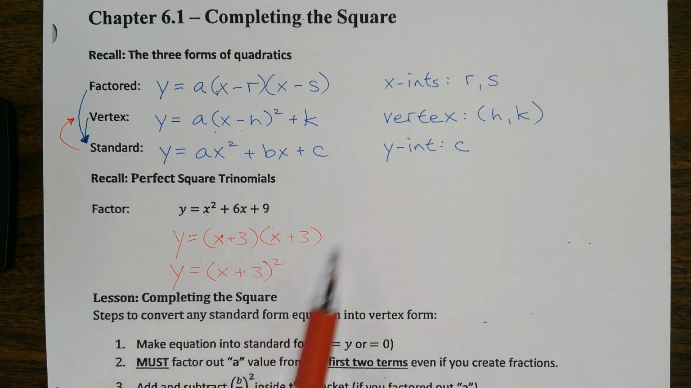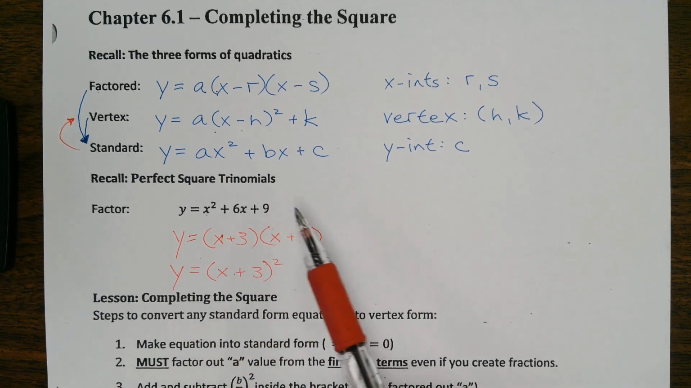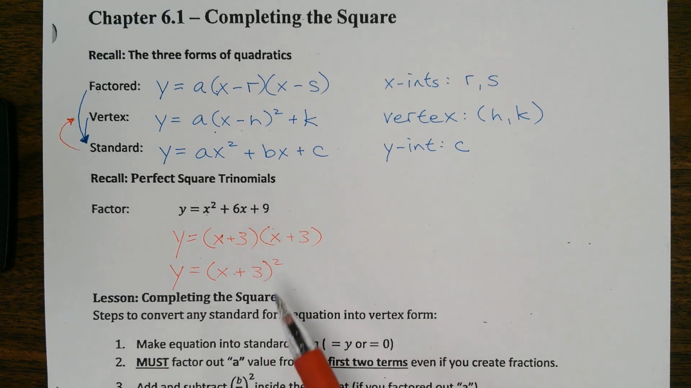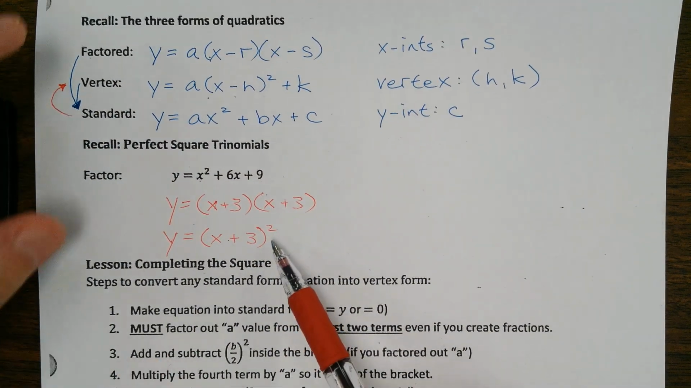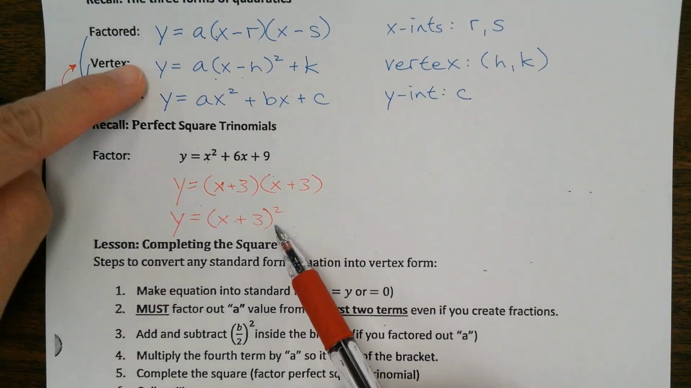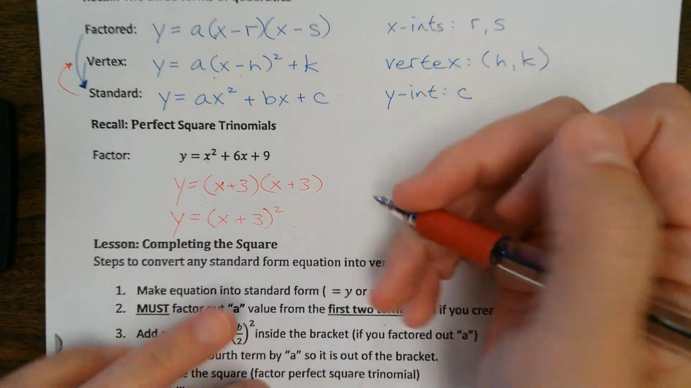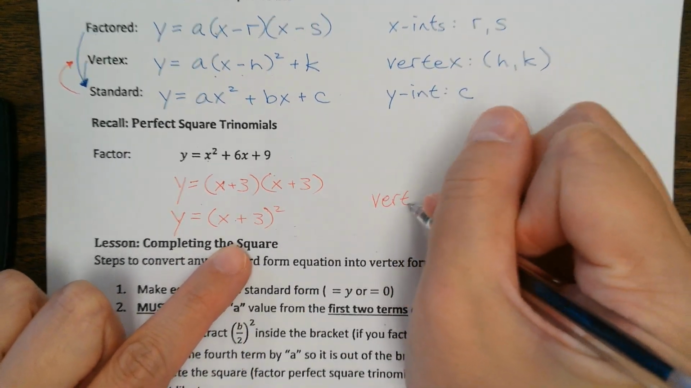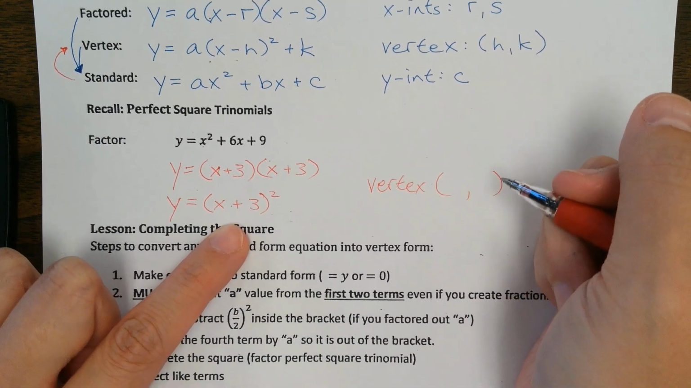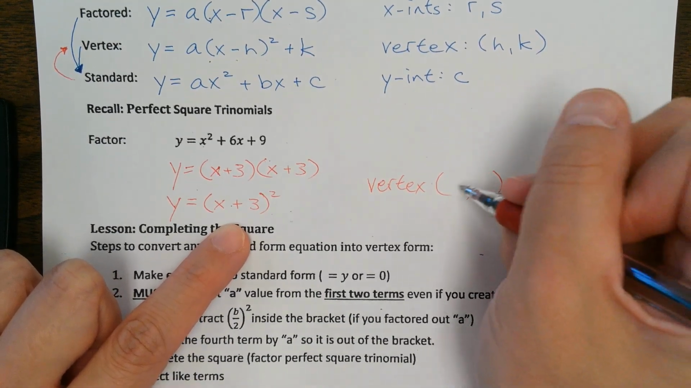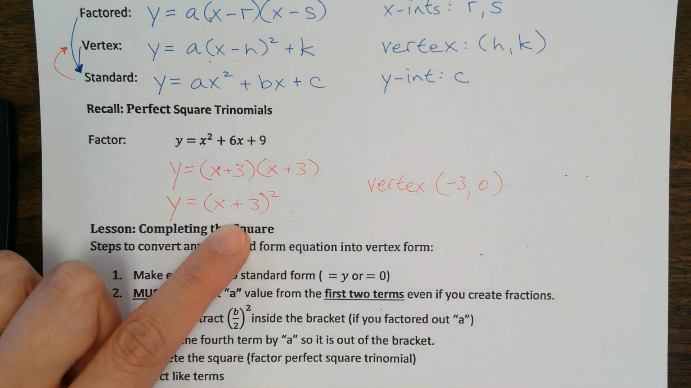So the method of completing the square is basically forcing your equation to have a perfect square like this. That's what we're trying to do. And notice this is actually like factored form and vertex form in this case. What's my vertex then in this? What's my vertex here? You guys had a test on this on Friday. Yep. -3 and 0. Good.